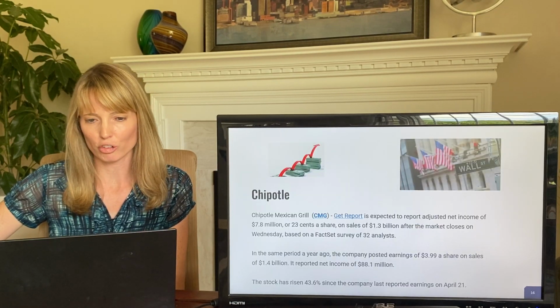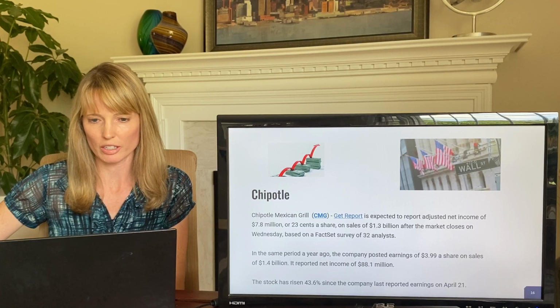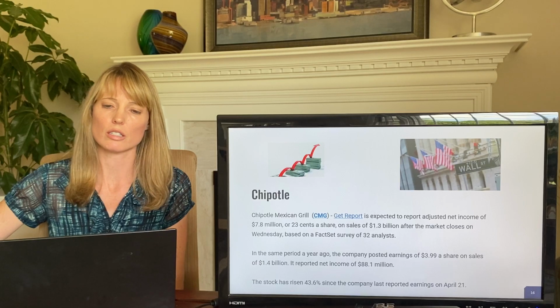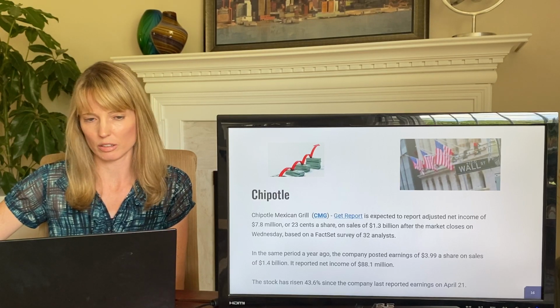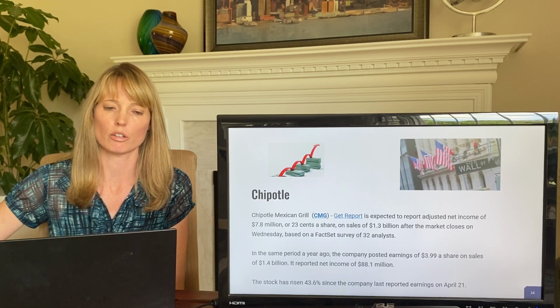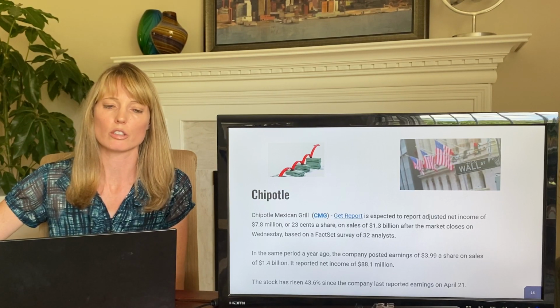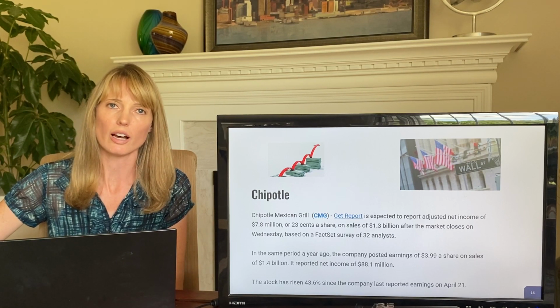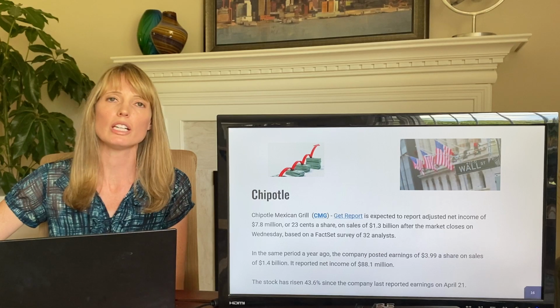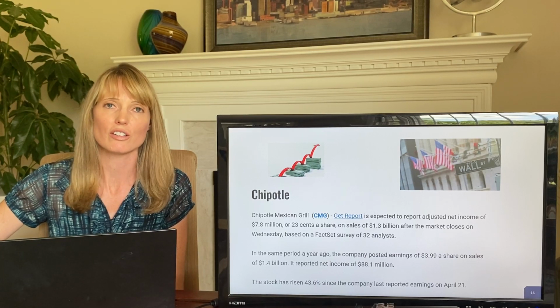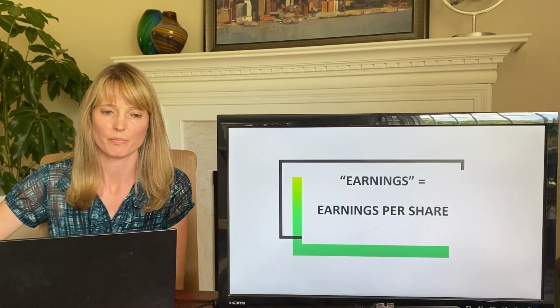Here we see an article about Chipotle. Chipotle is expected to report net income of $7.8 million or 23 cents a share. And the article concludes the stock price has risen about 44% since the company last reported its quarterly earnings. It's the fact that earnings are so critically tied to stock price that we need to understand what's behind those earnings and what's behind the rest of the financial information that might be coming out in those financial statements.